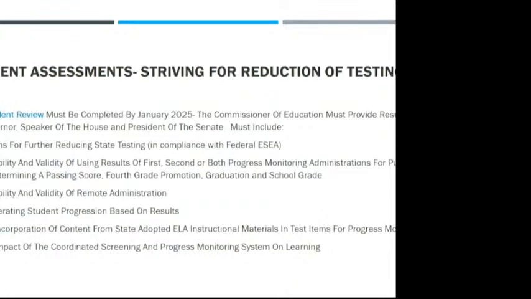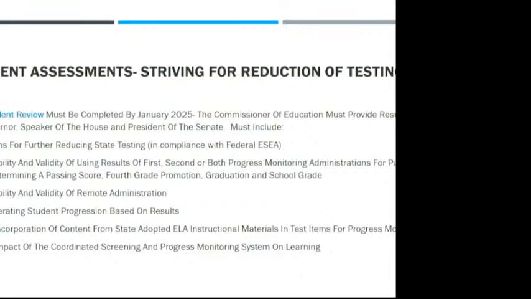However, as part of this legislation, they did establish a process whereby they're going to do an independent review that must be completed by January 2025. And the results of that review will have to go before the governor, the Speaker of the House, and the President of the Senate for approval. And there they are going to look for ways and options for reducing further testing and still complying with federal rules and regulations.